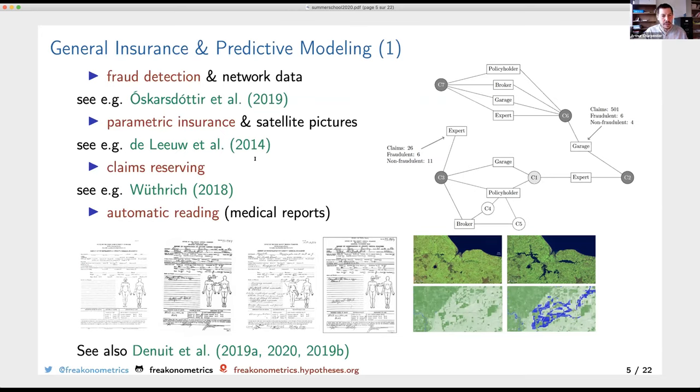So this is the kind of stuff I'm going to talk about right now. One example is the first one. It's about fraud detection.